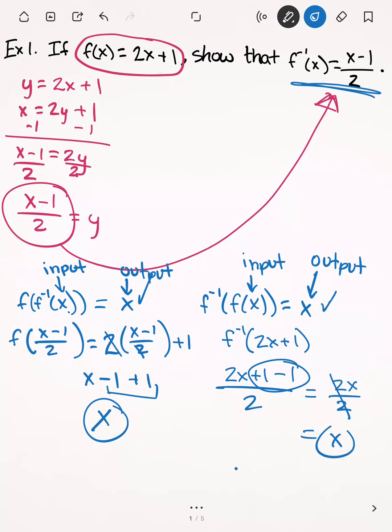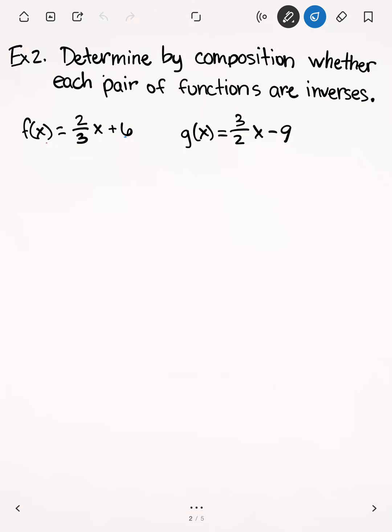My input was x on both compositions, so when my input matches my output, they are inverses, so that shows it. On something like this, I would most likely solve it in the pink way, but you can also use compositions. So for the next few examples, we're going to use compositions just so you can see what this looks like more.